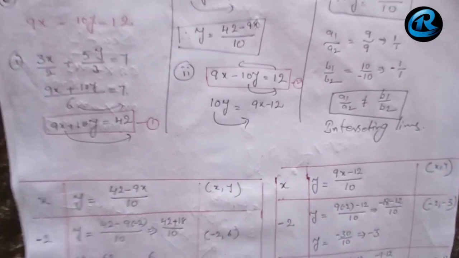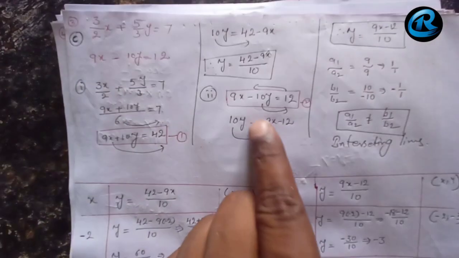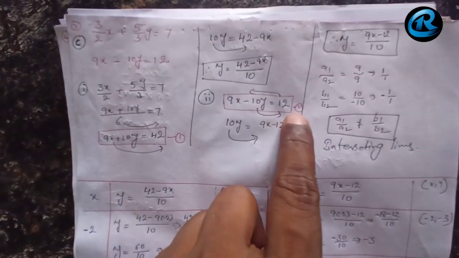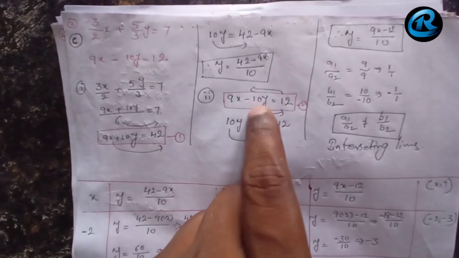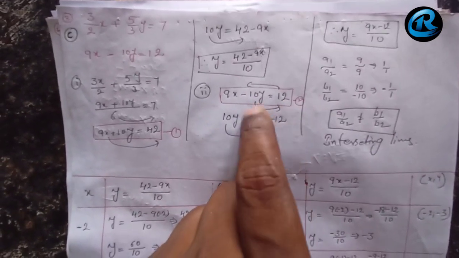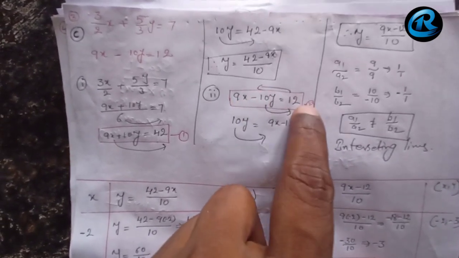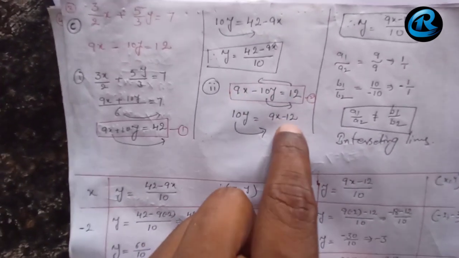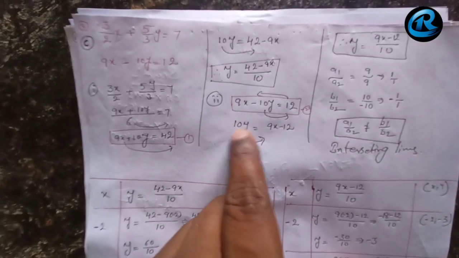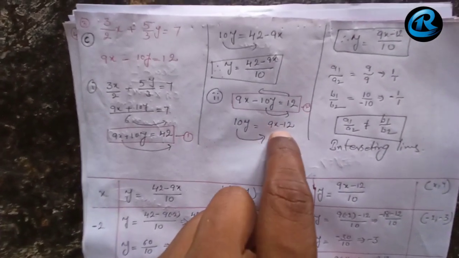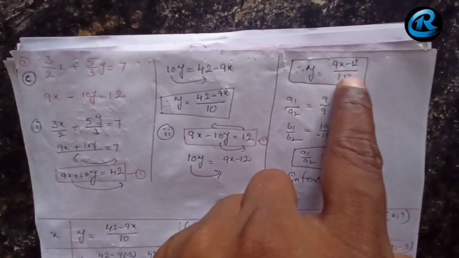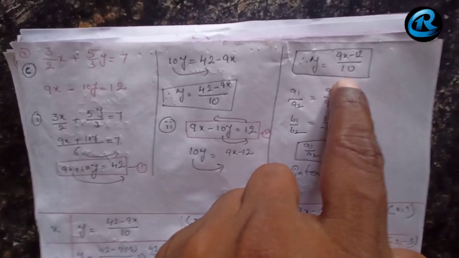The second equation is already given in the standard form, 9x minus 10y equal to 12. The y value is negative, concentrate. So y we transfer this side, minus 10y becomes plus 10y. The 12 also has to be moved, so plus 12 becomes minus 12. So 9x minus 12. This 10 is multiplying y, no? We will transfer this side, that becomes a division. So y equal to 9x minus 12 by 10.